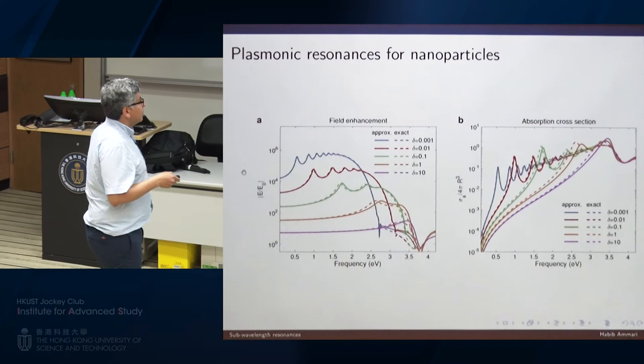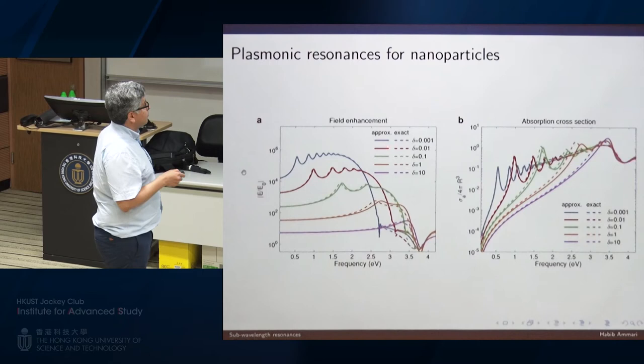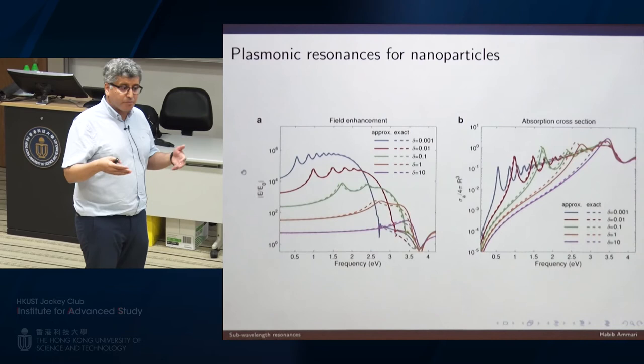So this is the field enhancement using this approximate formula, compared with the exact solution. The exact solution is computed through the integral equation method. Okay? And this is the absorption cross section.